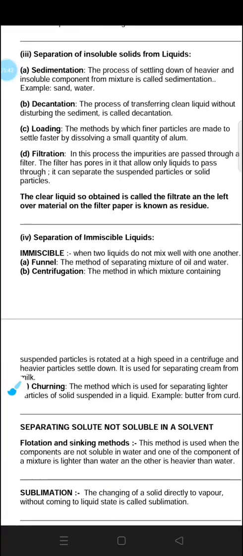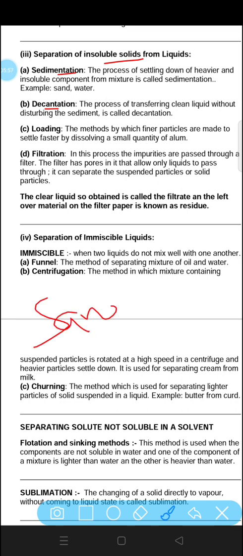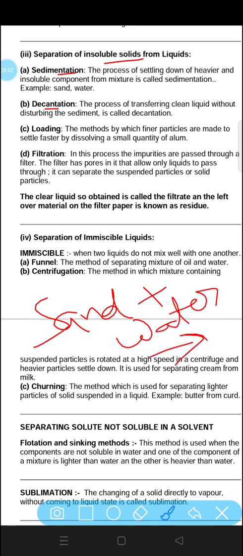Next is separation of insoluble solids from liquids. One is sedimentation and decantation. We will take a solution of sand plus water. We will mix it with the help of a spoon and keep it for some hours, up to 8 to 10 hours. What we will see after some hours is that there will be sand at the bottom of the container and water will be over it.